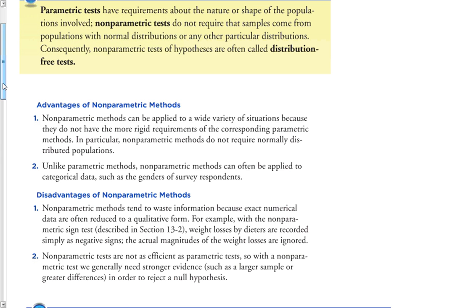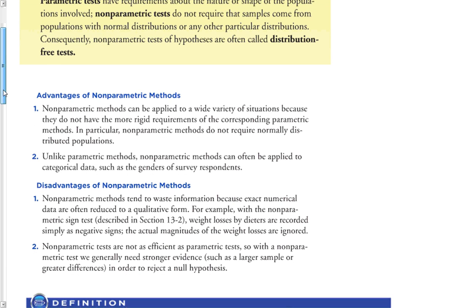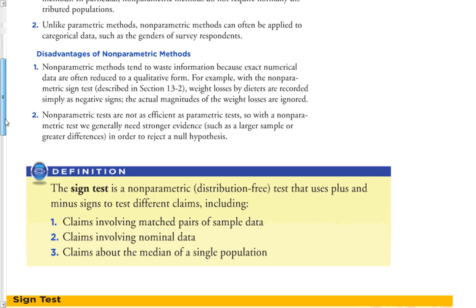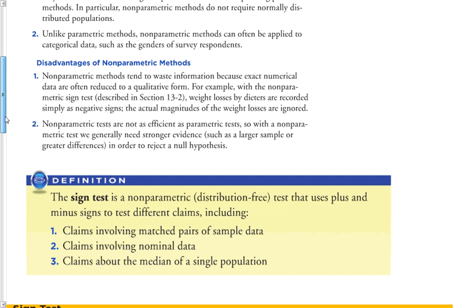All right, one of the non-parametric tests that we're going to look at is called the sign test. The sign test is a non-parametric test that uses plus and minus signs to test different claims. So we're going to use either a plus sign or a minus sign to represent something, and we're going to use those signs to test different claims. The three types of claims that we're going to use the sign test for are claims involving matched pairs. We're going to take a look at an example of that. Claims involving nominal data, and claims about the median of a single population.